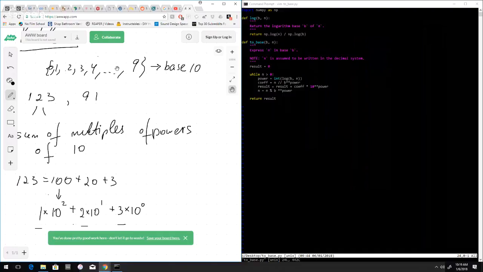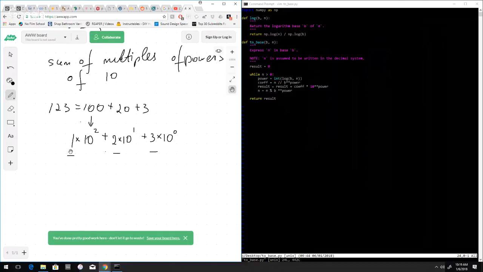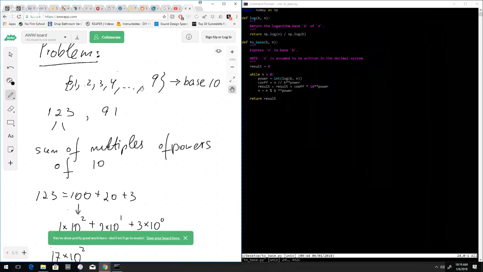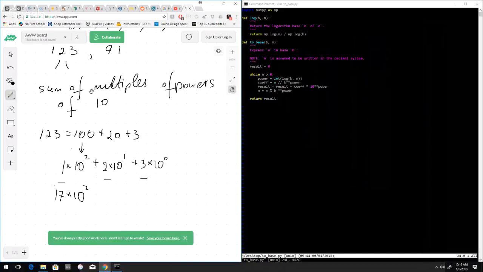No other digits. In other words, for this multiple, for example, I can't put a 17 here. I could not have said 17 times 10 squared, for example, because 17 is not a digit in my number system. My digits are from 0 to 9.